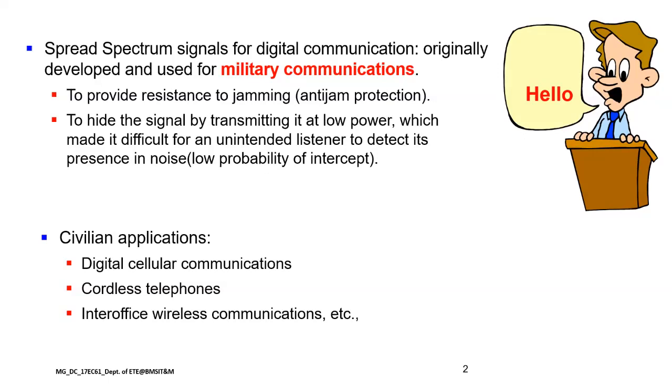Because spread spectrum signals provide reliable communication, they also find many applications in civilian use. As I said, some examples are digital cellular communications, like CDMA1, CDMA 2000, and WCDMA, which is used in 3G, and so on. It is used in cordless telephones also. It is used in inter-office wireless communications.